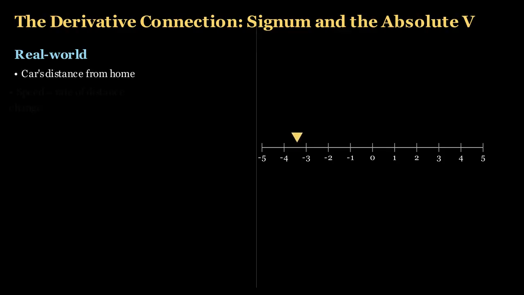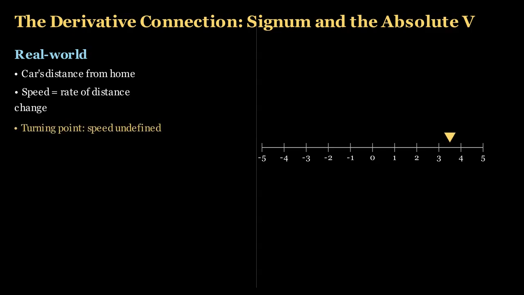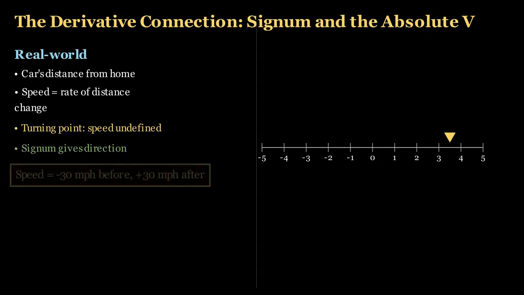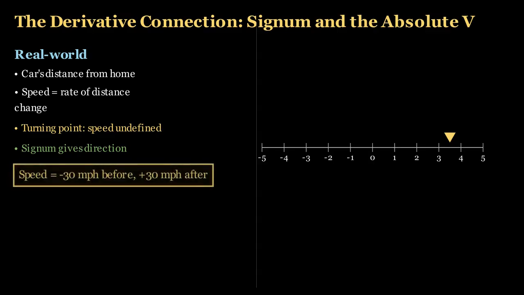Exactly at home, the car changes direction instantly. The speed at that instant is undefined; you can't say if it's coming or going. The signum function tells us the direction of travel: -1 for approaching, +1 for leaving. So the derivative of distance gives the direction of motion, except at the turnaround.